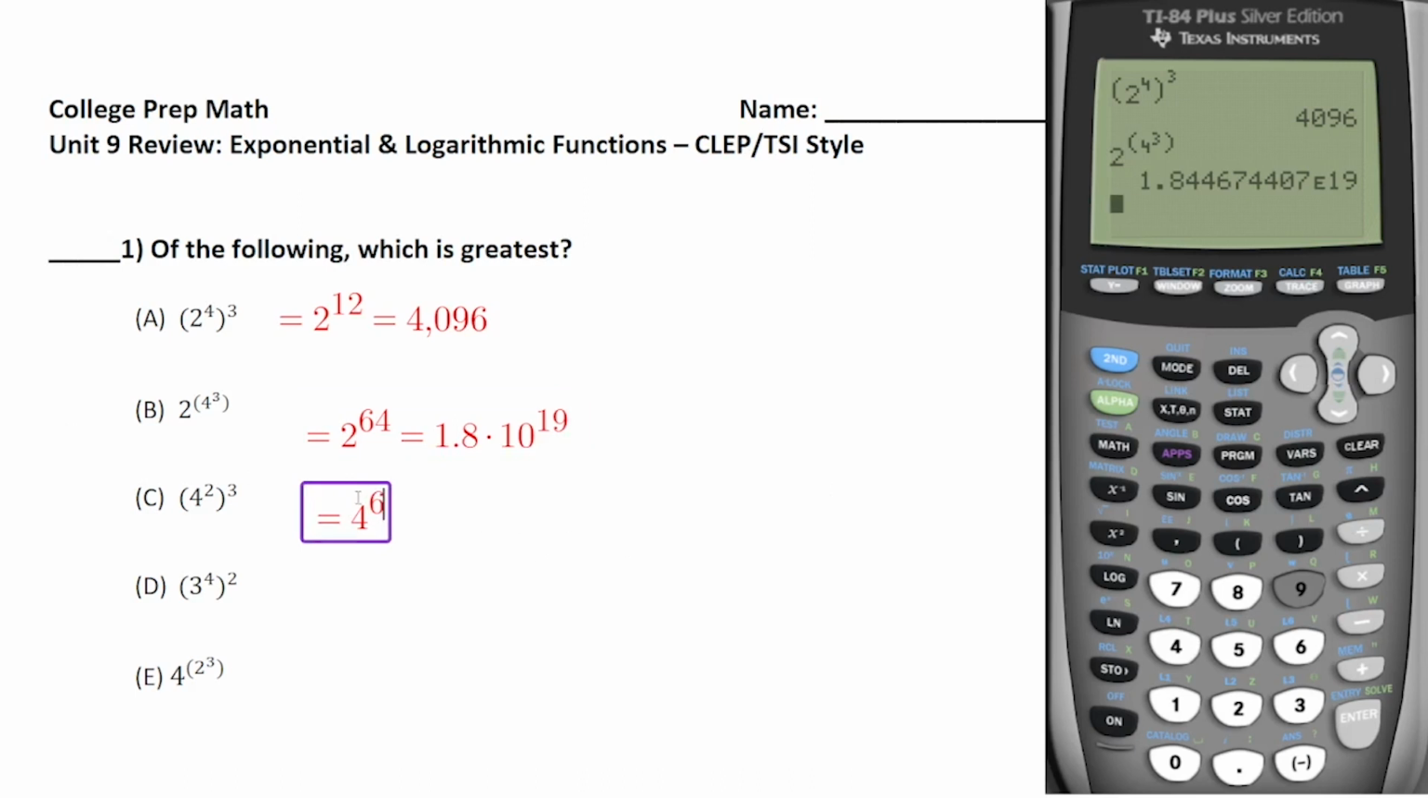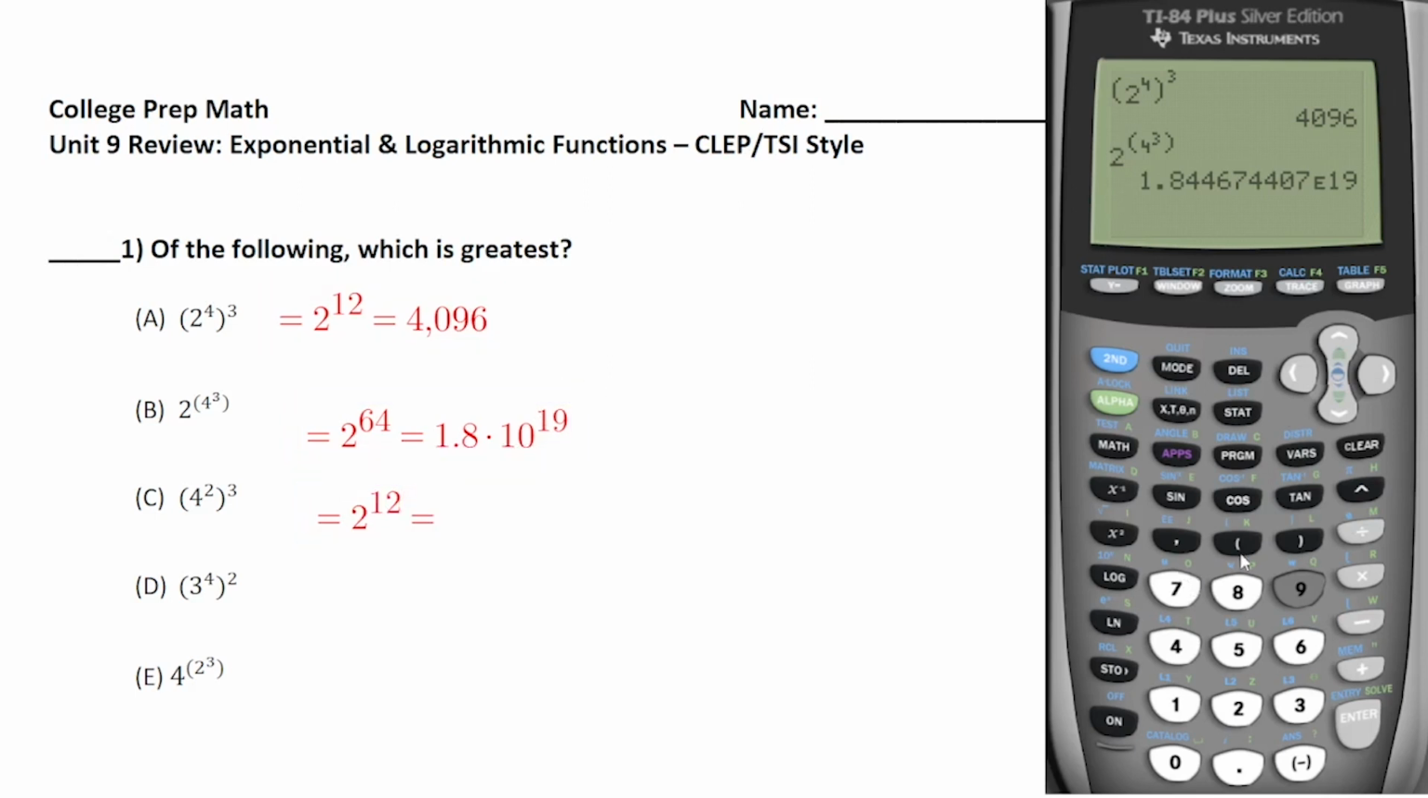Not too big, but if we write 4 as 2 squared and raise that to the 6th power, 2 times 6 is going to be 12. So this is like 2 to the 12th. Okay. So look at that. We're probably going to get the same answer here, unless I just mess something up there.